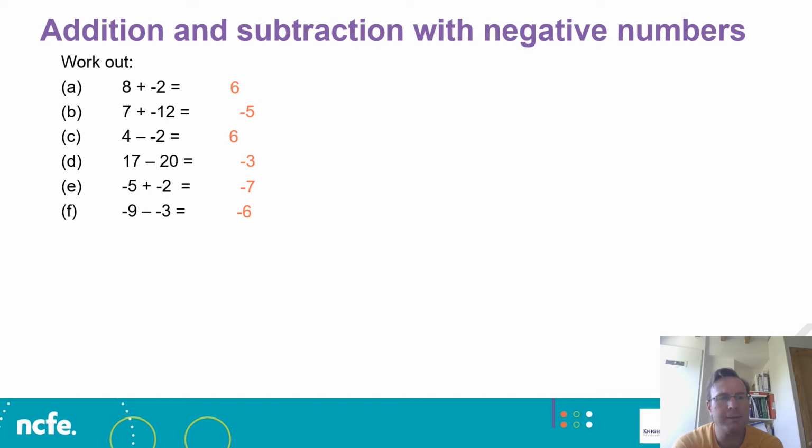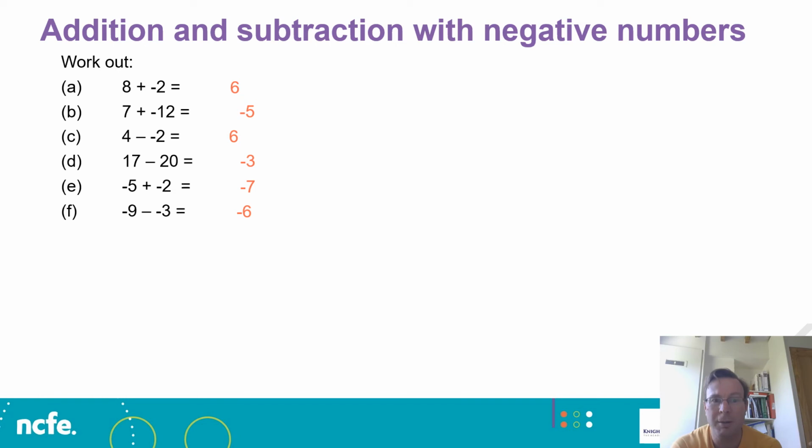We can see 8 minus -2 has the same effect as going from 8 to +2. We can see that 7 adding -12 has the same effect as 7 minus 12. We can see that 4 minus -2 has the same effect as adding 2. 17 minus 20 should be pretty straightforward.